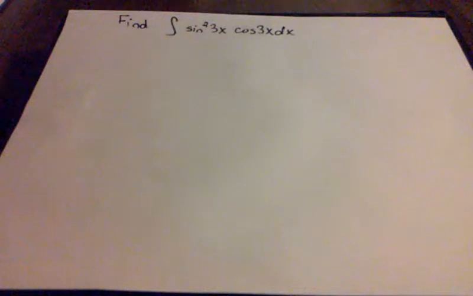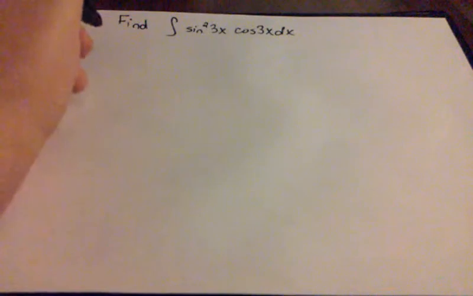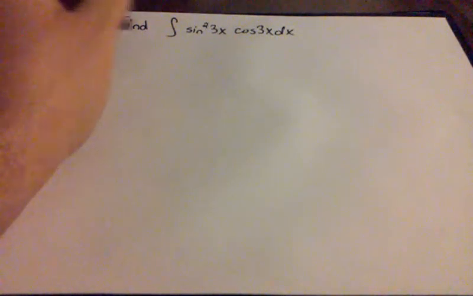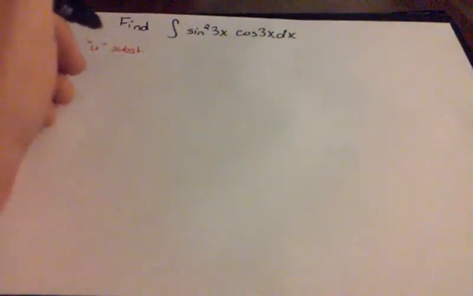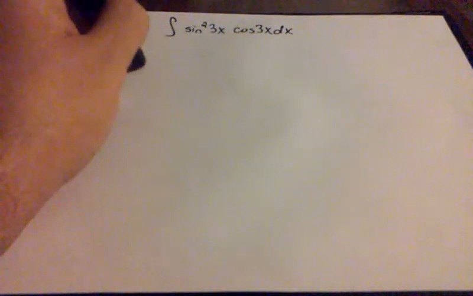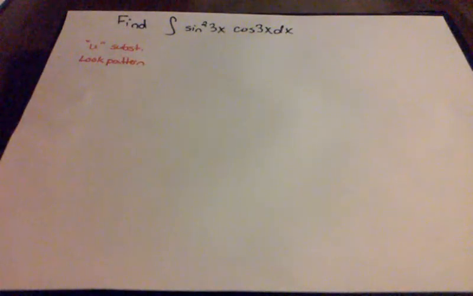Guys, this problem says find the indefinite integral of sine squared of 3x cosine 3x dx. Now that's a lot to do. Obviously, looking at the complexity of it, I'm going to have to do a u substitution, hopefully. We're going to see if this works. So we're going to look for a pattern where we can let one part of this integral represent u, and then taking the derivative of that expression, hopefully be equivalent to something else that's in the integral.